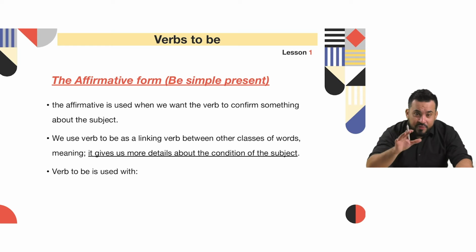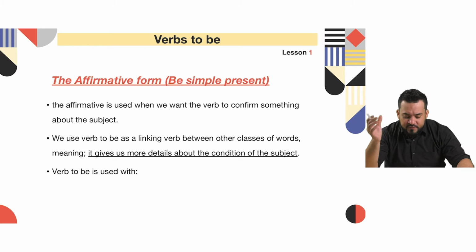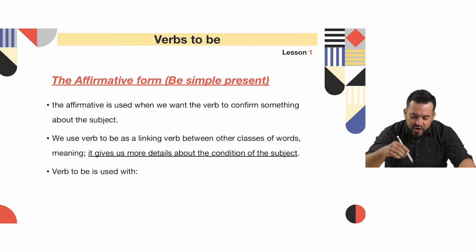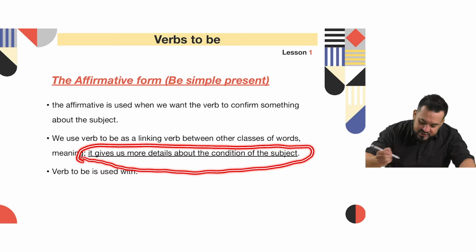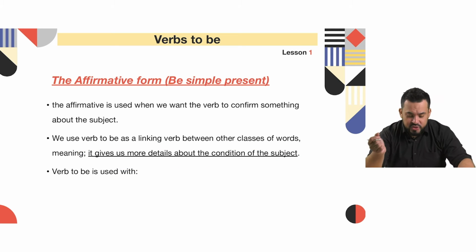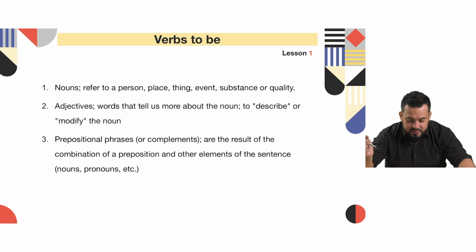Now, let's take a look at the first form, which is the affirmative, the positive. The affirmative is used when we want the verb to confirm something about the subject, the doer of the sentence. We use the verb to be as a linking verb between other classes of words. Meaning, it gives more details about the condition of the subject. The verb to be is used with nouns, adjectives, or prepositional phrases.